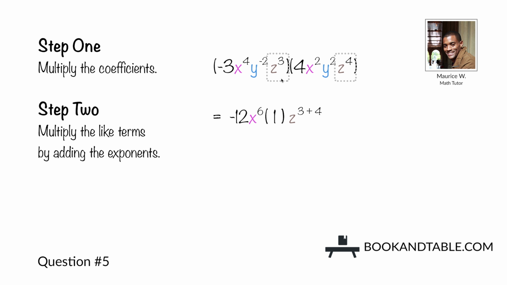Then lastly, z cubed times z to the fourth is equal to z to a power of 3 plus 4, which is 7. So we can remove the 1, since anything times 1 is just itself, giving us a final answer of negative 12 x to the 6th z to the 7th for question number 5.